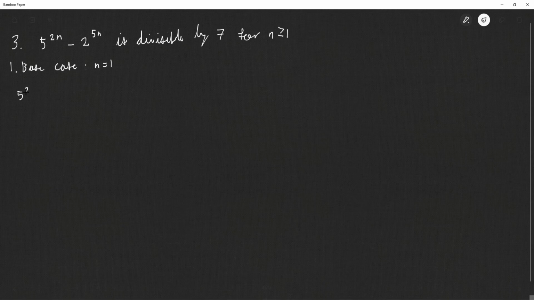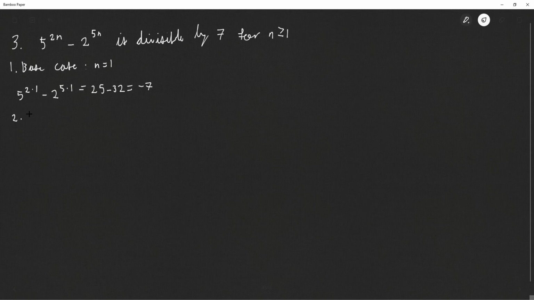So this becomes 5 to the power of 2 times 1 minus 2 to the power of 5 times 1, which becomes 25 minus 32, which is negative 7. And since negative 7 is divisible by 7, the base case holds. Now we're going to have our inductive step.